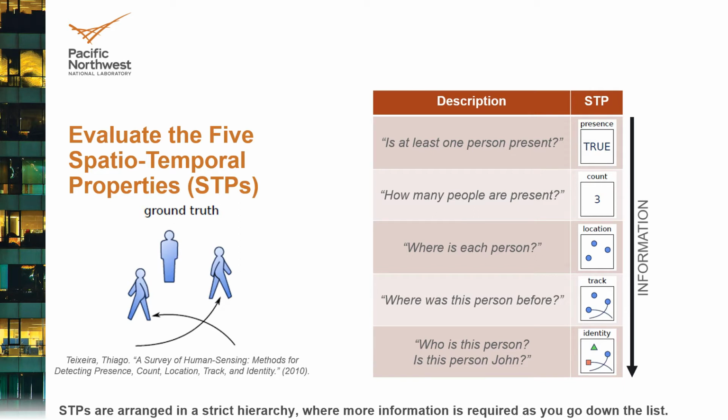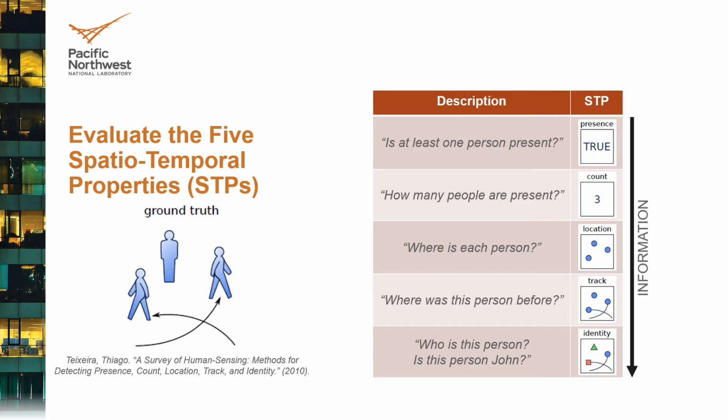STPs are arranged in a strict hierarchy, where more information is required as you go down the list. As an example, if the occupancy sensor fails to detect presence at any time, all the following higher functionality is disabled. It is so important to resolve the current issues with commonly installed occupancy sensors being unable to maintain a state of presence. The valuable higher level functionality is simply not accurate without it.